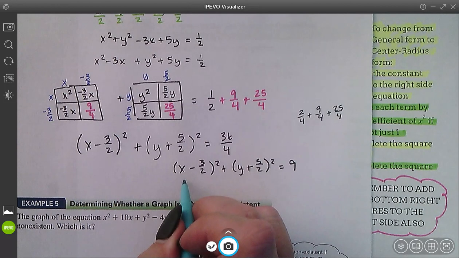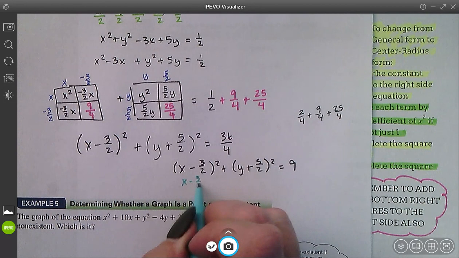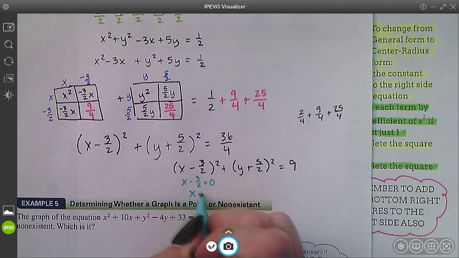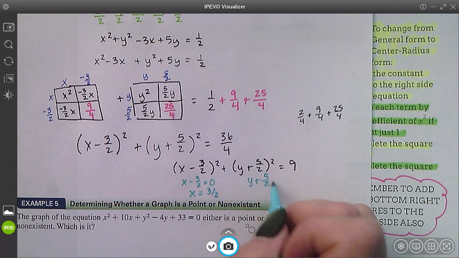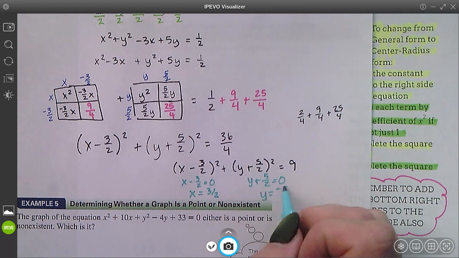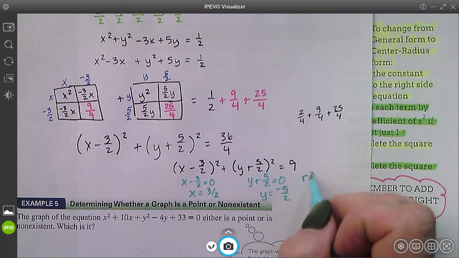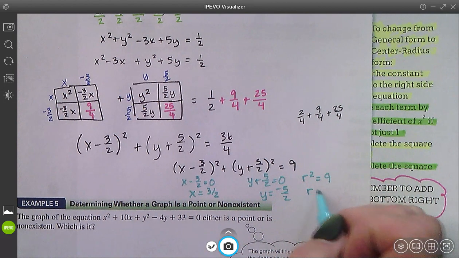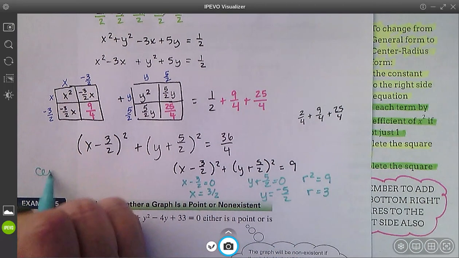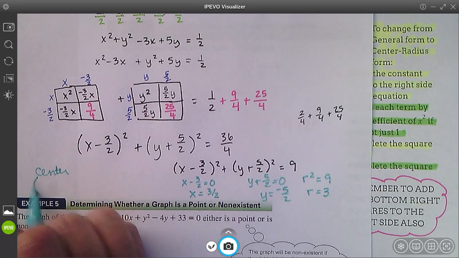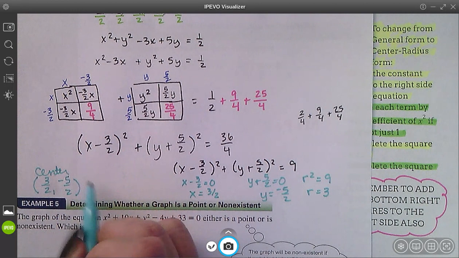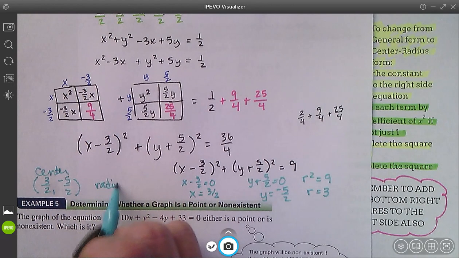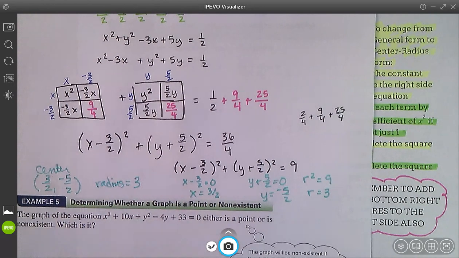I set x minus 3/2 equal to 0, so I get x equals 3/2. I set y plus 5/2 equal to 0 to get y equals negative 5/2. And then I do r squared equals 9, so r is 3. So I can tell you the center is at 3/2, -5/2, and the radius is 3.